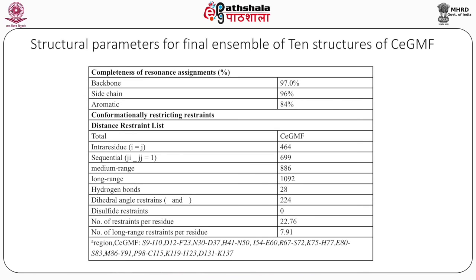There are 28 hydrogen bonds. There are dihedral angle restraints, phi and psi, amounting to 224. There are no disulfide restraints because there are no disulfides in the molecule. So, the number of restraints per residue on average is 22.76 and the number of long range restraints per residue is 7.91.